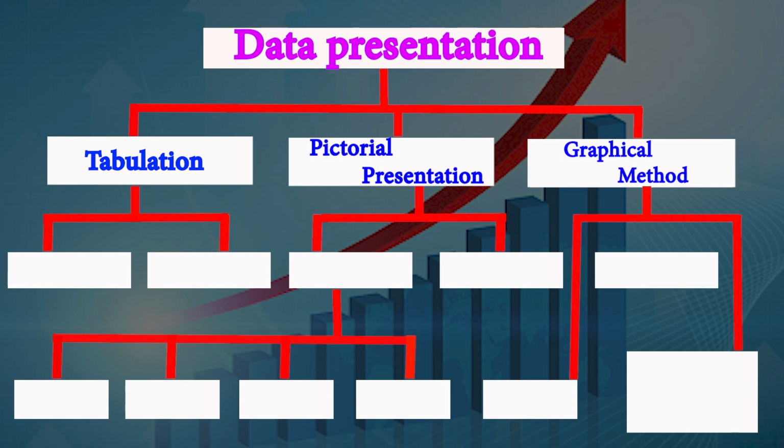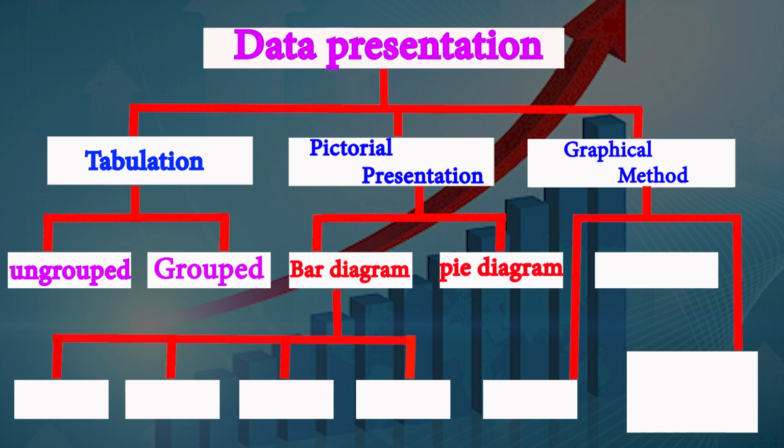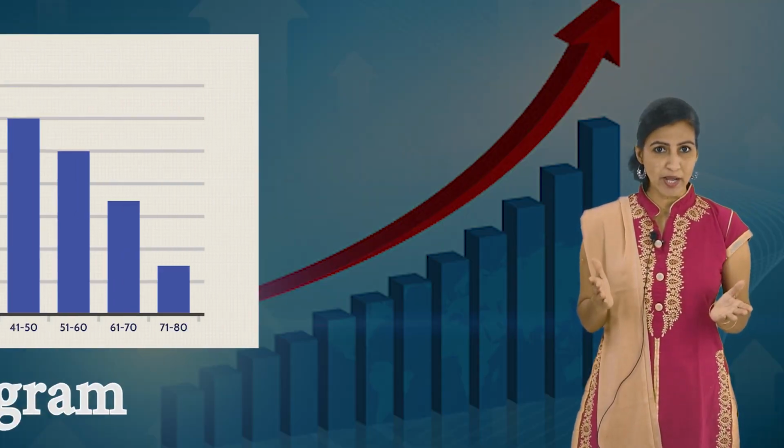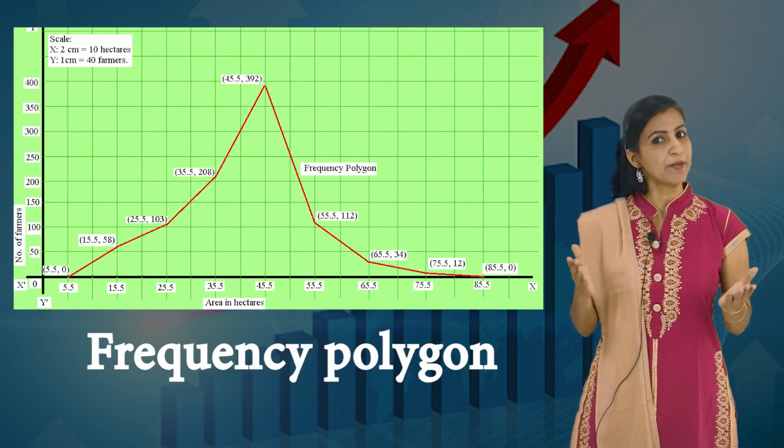Tabulation is again divided into two parts: ungrouped and grouped. Pictorial presentation is divided into two parts: bar diagram, pie diagram. Graphical method is divided into three parts: line graph, histogram, frequency polygon. Bar diagram is again divided into four parts: simple, joint, divided and percentage. We have studied some of these methods and graphs in previous standards. Now we will learn a histogram, a frequency polygon and a pie diagram.